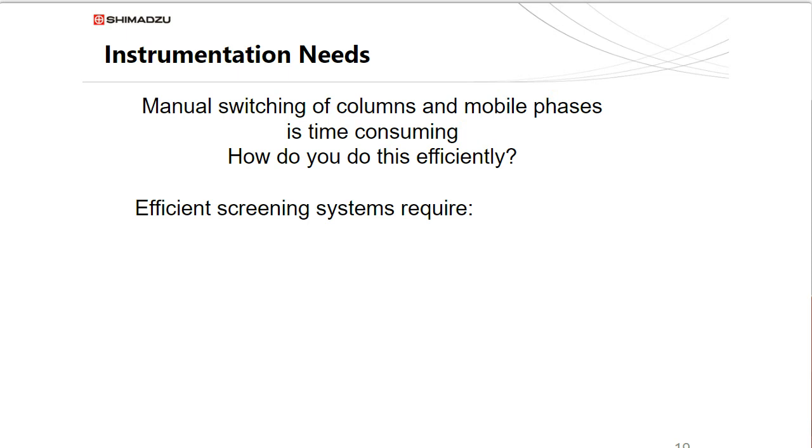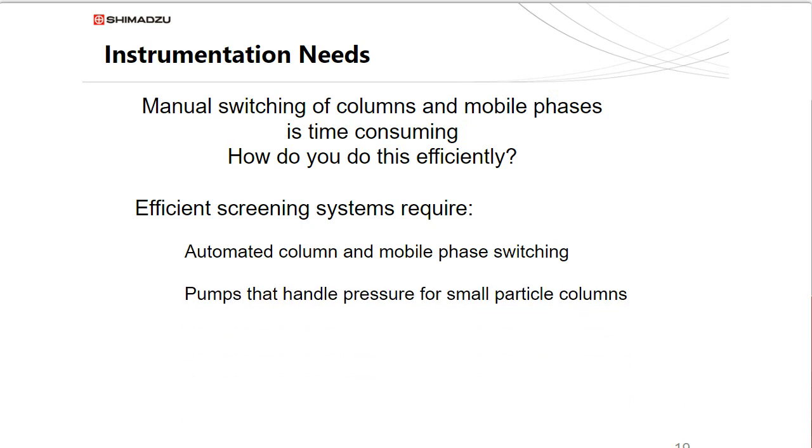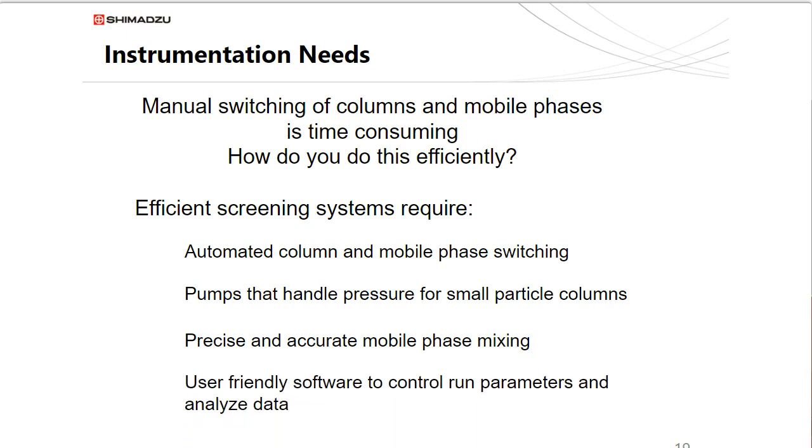You need to have a system that automatically switches columns, switches mobile phases. You need to have pumps that will handle pressure for small particle-sized columns. Again, smaller particle-sized columns, smaller columns can be run faster. The faster you run your columns, the more runs you can do, the more columns you can screen. You need to have precise and accurate mobile phase mixing. Again, small changes in mobile phase composition can have a dramatic effect on the resolution of your sample. And then to top it all off, you need to have user-friendly software so you can run all these parameters and analyze the data as efficiently as possible.